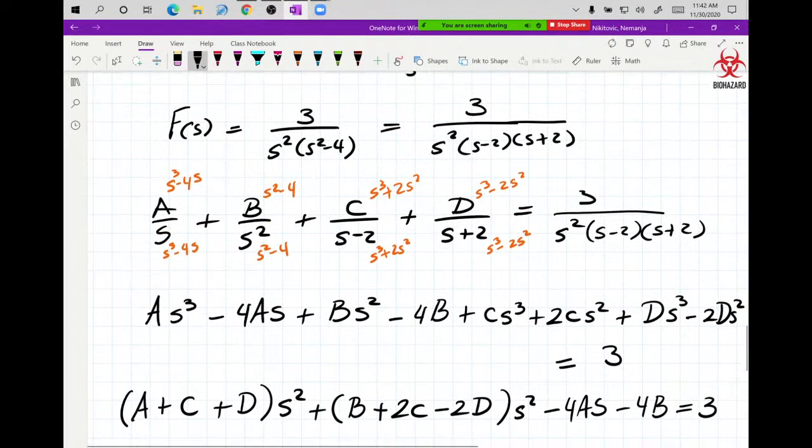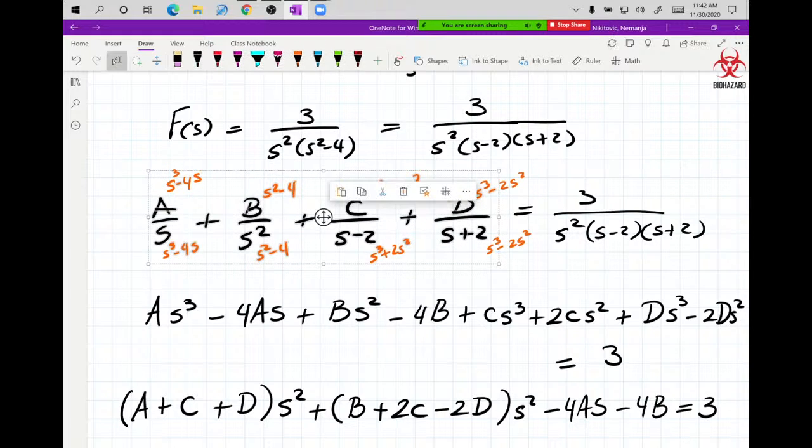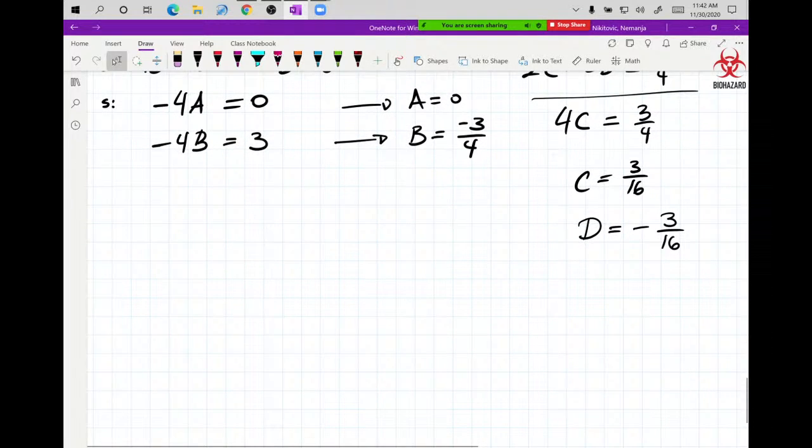Okay, then you go back and copy your setup, and just plug in the numbers.